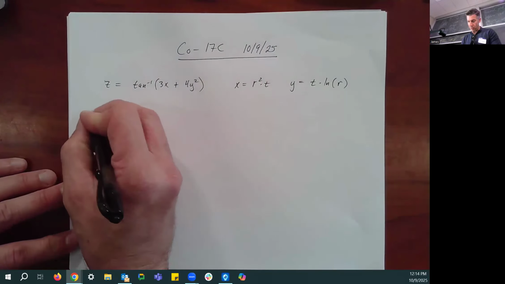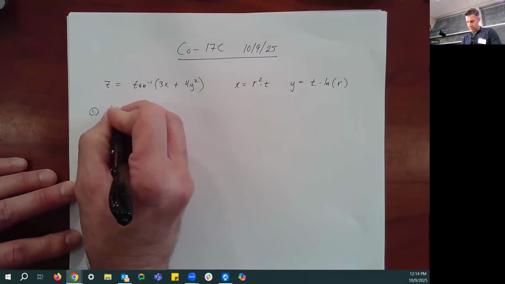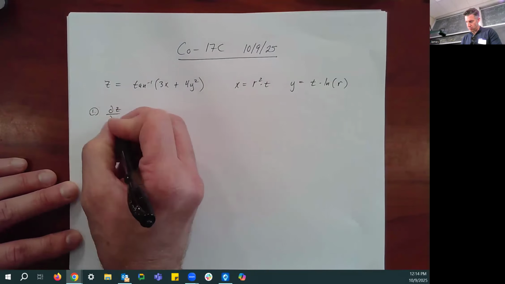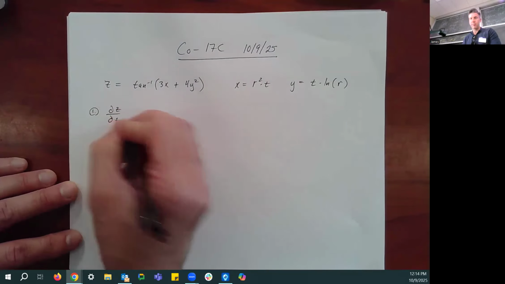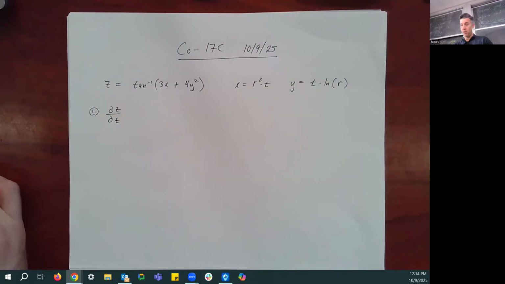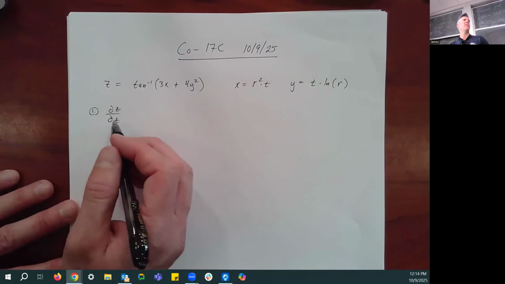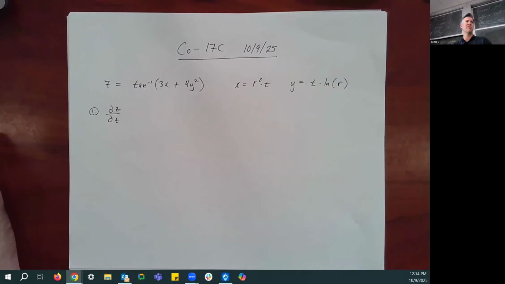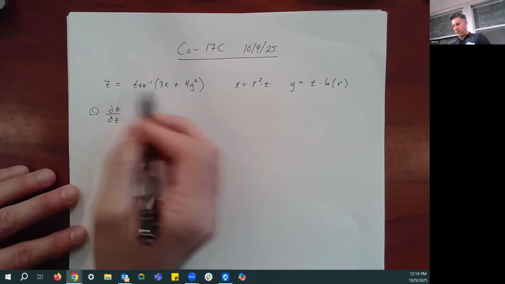We're going to find first del z del t, and then second, we're going to find del z del r. But first, we're just going to write the formula. So del z del t. Oh, before I write the formula, what do I need to do first? I have to draw the little map thing, following the pattern here.